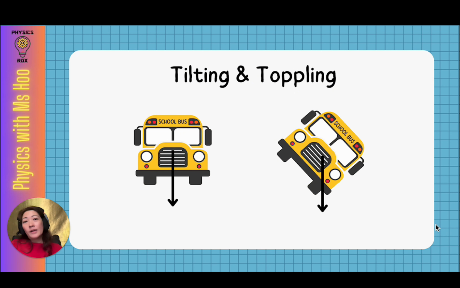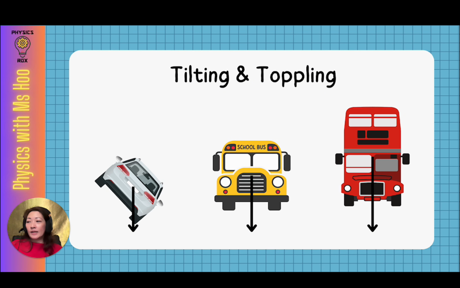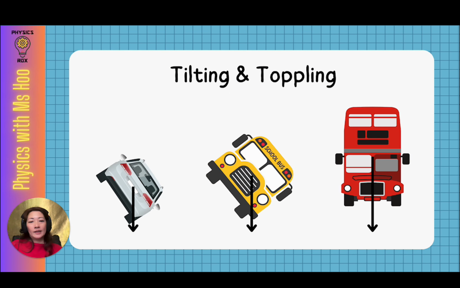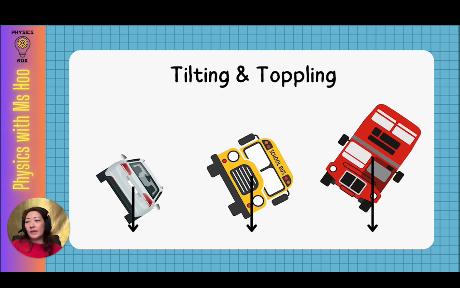So when we compare different vehicles like cars and buses, now you should be able to see why the height of the center of gravity is an important consideration to make sure that the vehicle doesn't topple over. Because the car is so much shorter, it would take this much for it to be able to topple over. Whereas for a school bus, the center of gravity is higher, so it also takes this much for it to topple over. However, for a double-decker bus, because the center of gravity is higher, it doesn't take much for it to topple over.